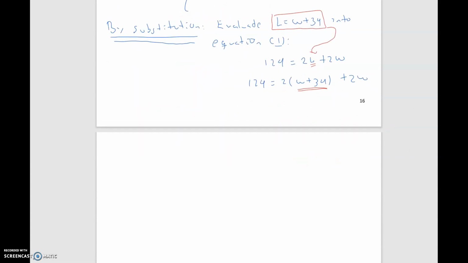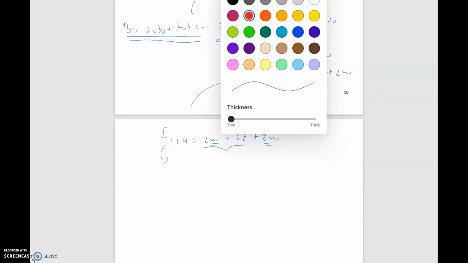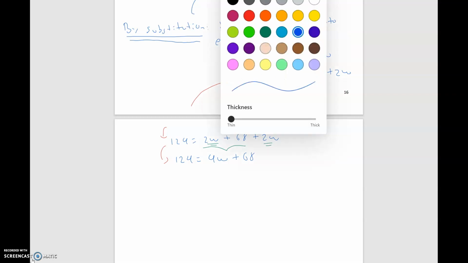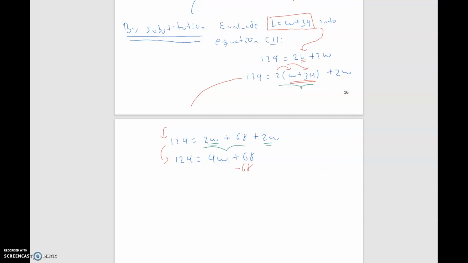At this point, you could distribute the 2, and we're going to have to go to the next page. So we're looking at 124 is equal to 2W plus, well, 34 times 2 is 68, plus 2W. The multiplication of the 2 gives us those two. So 2W plus 68. And we can now collect like terms. On the right hand side, you could put them together. So we have 124 is equal to 4W plus 68. And to isolate the W's, let me subtract 68 and subtract 68.